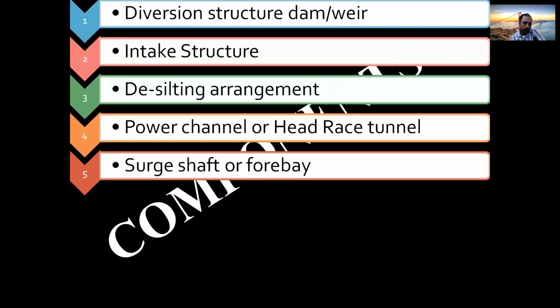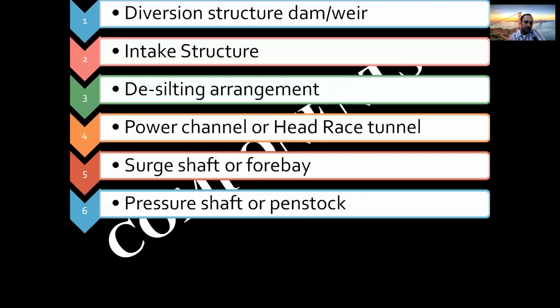So we have to provide a kind of surge suppressor, or surge shaft or forebay, which is used to capture those water hammer effects. Okay, so this is a kind of capacitor. It takes the energy of water during water hammer and releases it back slowly. This is a surge shaft or forebay. It is provided at the end of the headrace tunnel or power channel. Forebay is on the surface and surge shaft is the one for underground.